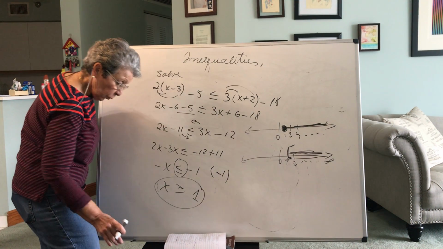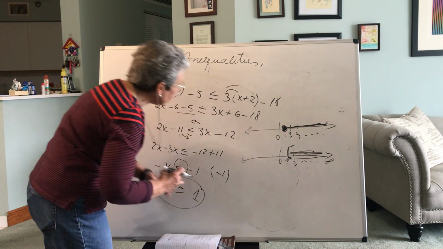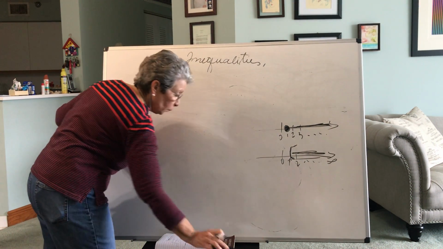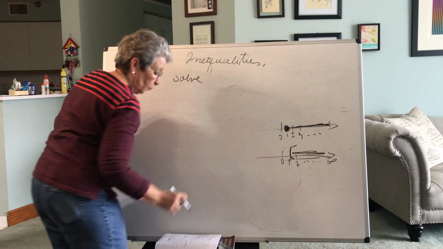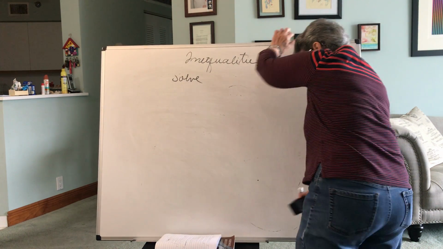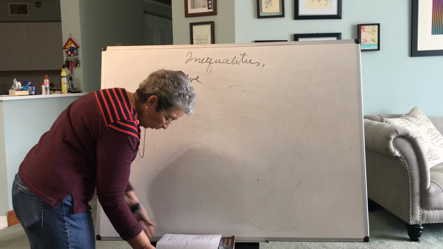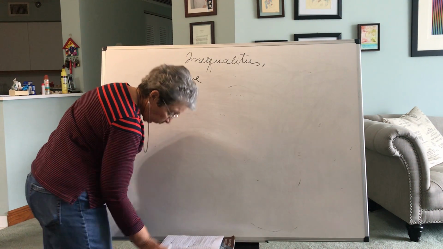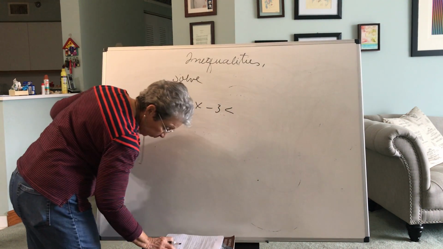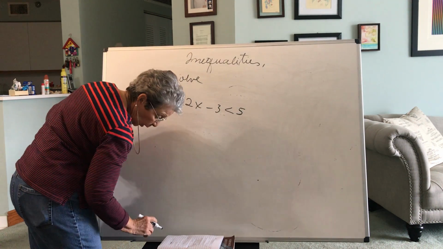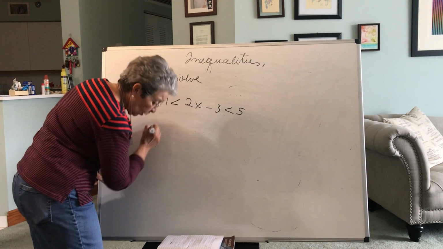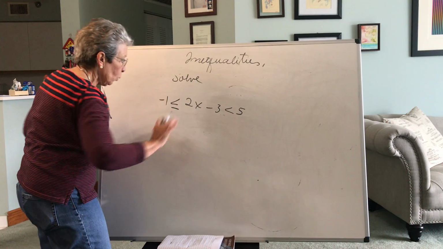There is another kind of exercise regarding inequalities. For example, solve 2x minus 3 less than 5 and greater than negative 1. In this kind of exercise, you have over here, let me write an equal sign, for example, over here, and here you don't have an equal sign.